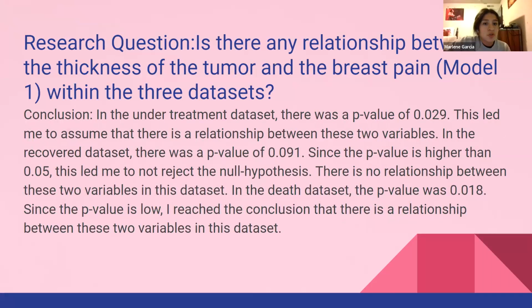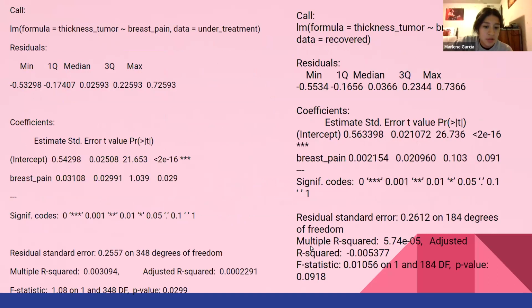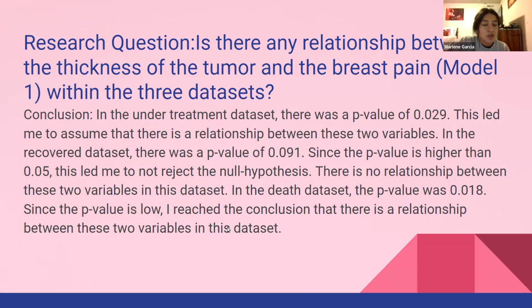So my first research question is, is there any relationship between the thickness of the tumor and the breast pain for model 1, which is the model that I created using R within the 3 datasets? The conclusion that I reached is that in the undertreatment dataset, there was a p-value of 0.29, so you can see right here. And this led me to assume that there is a relationship between these 2 variables.